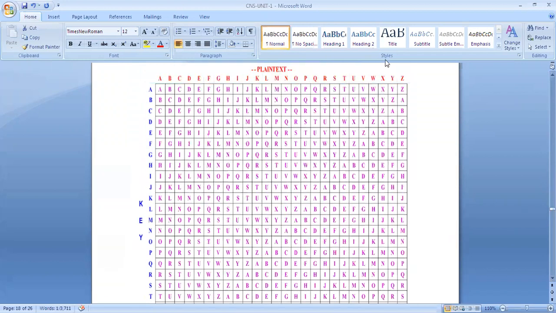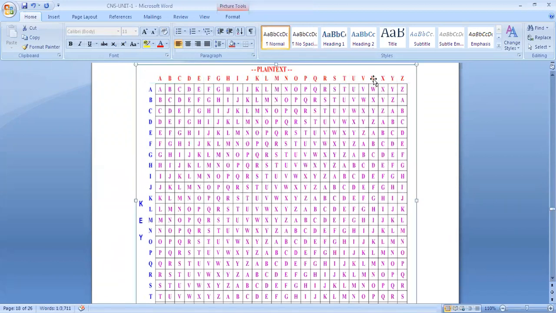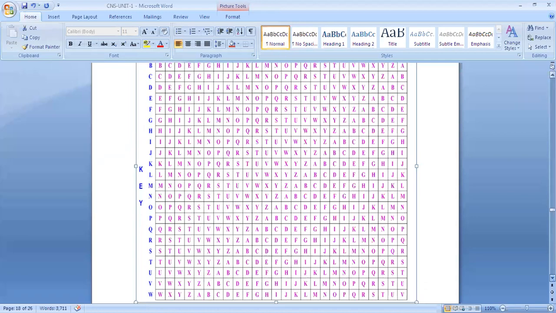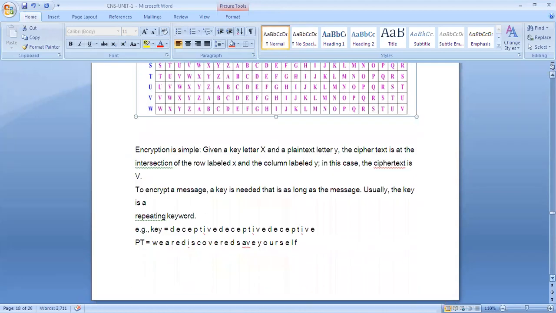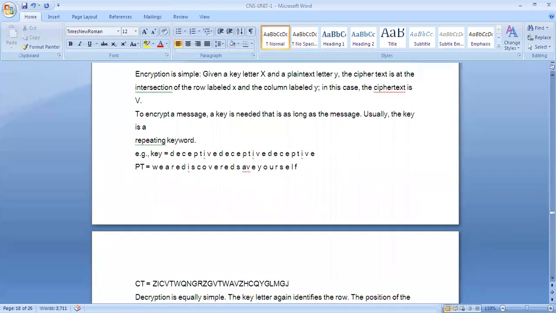The plain text is W, and the key is D. So you have to check it out. What is the letter here? Z. So Z is placed here.